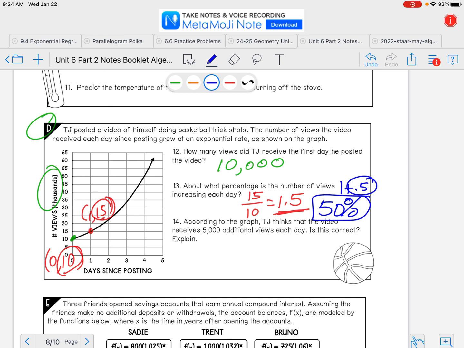According to the graph, he thinks the video receives 5,000 additional views each day. Is this correct? Well, the first day it increased by 5,000. But the second day it increased by more. If it increased 5,000 every day, that would be linear. Linear increases by the same amount each day. Exponential multiplies, so it's increasing exponentially more every day.